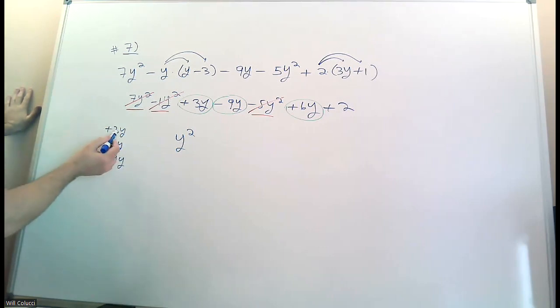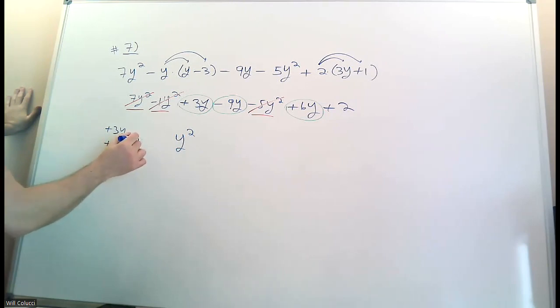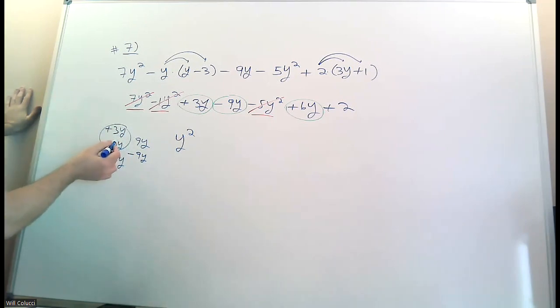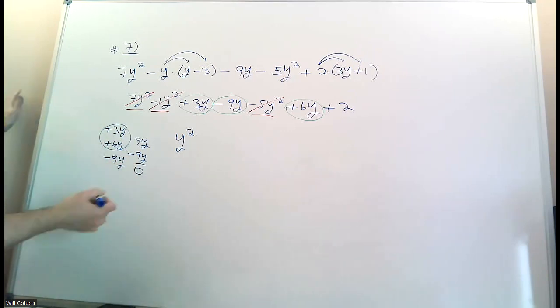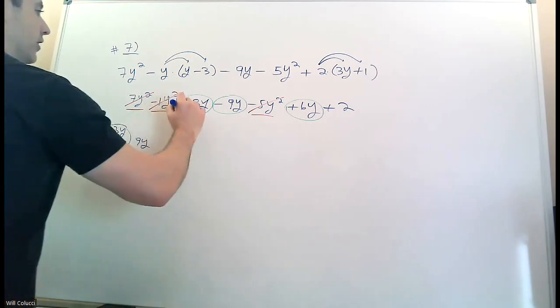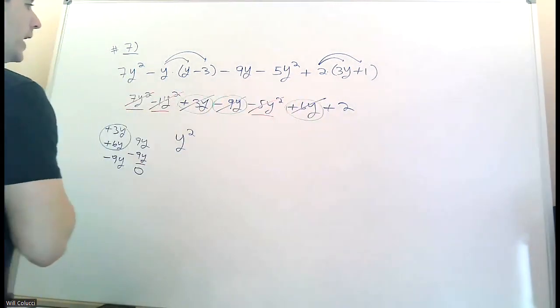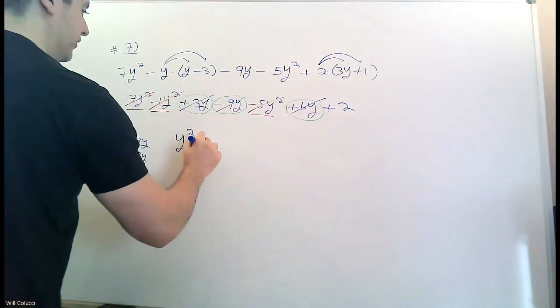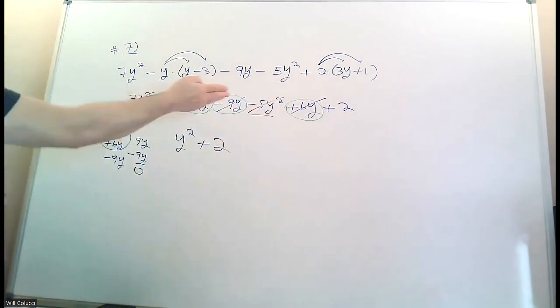I love what happens here. 3 y's and 6 y's make 9 y's, not 9 y squared. These make 9. You lose 9. You have 9 y's, you lose 9 y's. You have no y's. They cross out. They're gone. So cross them out. They go away. And what are you left with? 2. Everything else is gone.